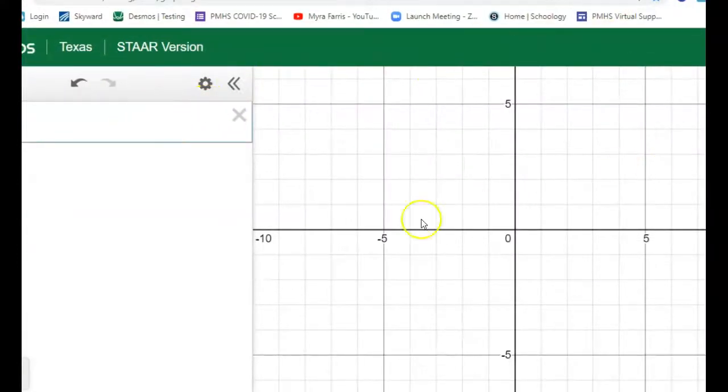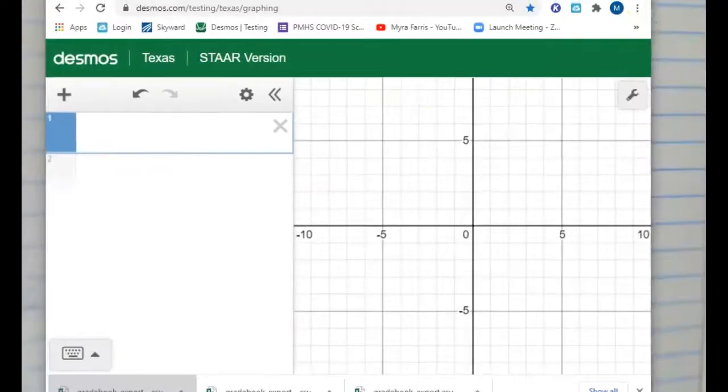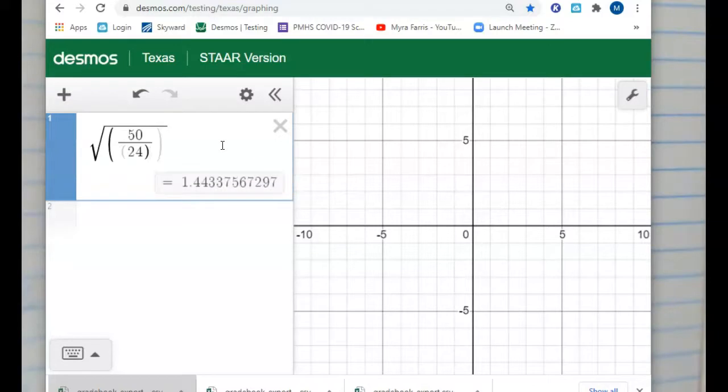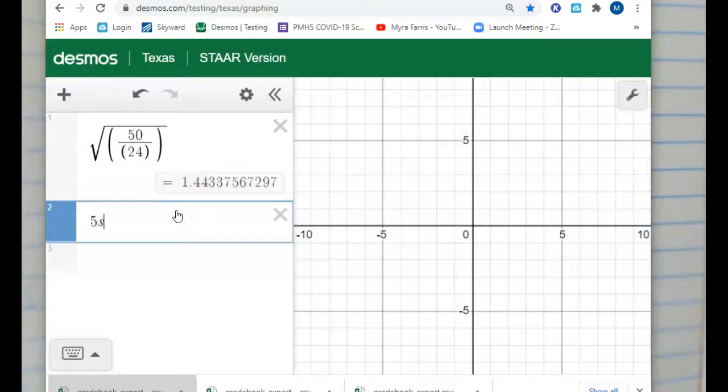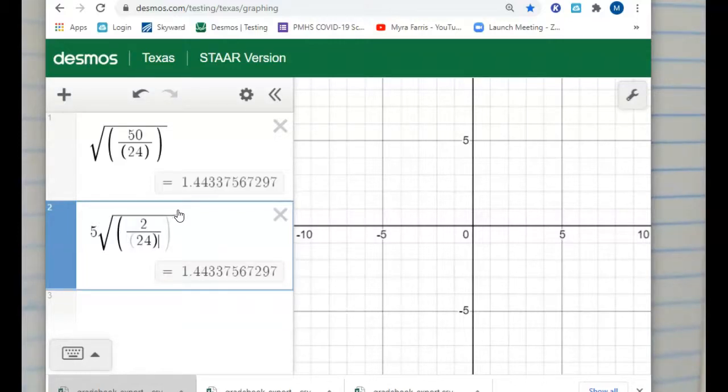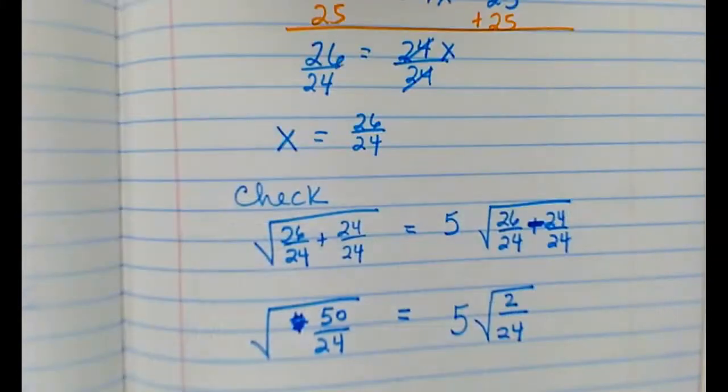And so for my calculator here, I am going to use Desmos, and we have the square root of 50 divided by 24. Is that the first one? My typing's bad. Did I type it correctly? And then the second one is 5 times 2 square roots of 24. And do my decimal numbers match? And what does that tell me? That even though those are ugly answers, it does in fact check out.